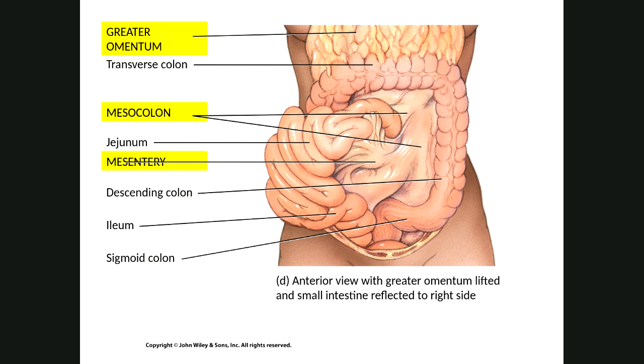Okay. If you pull the small intestines out, you will see the mesocolon here, which is part of the mesentery. Okay, remember, transverse colon, descending colon, and then in the back here's the ascending colon.